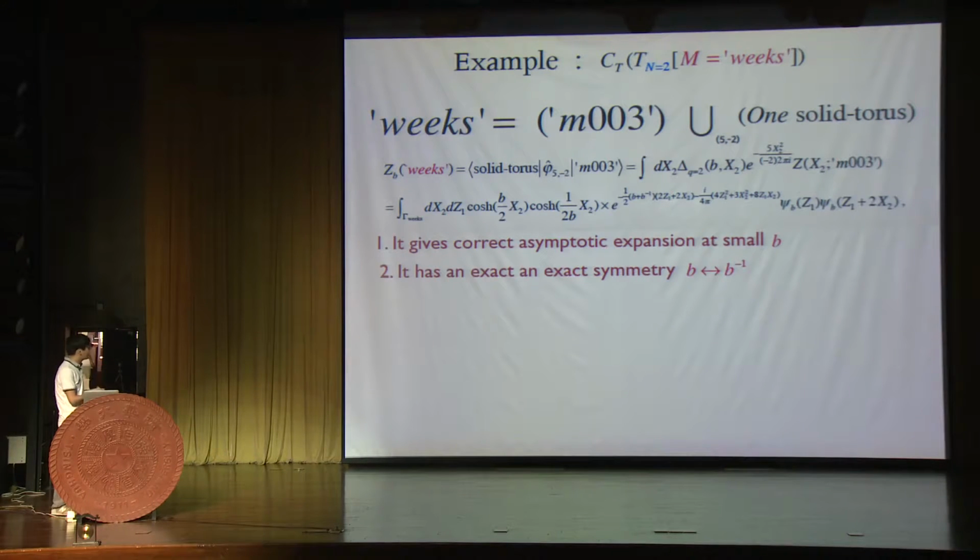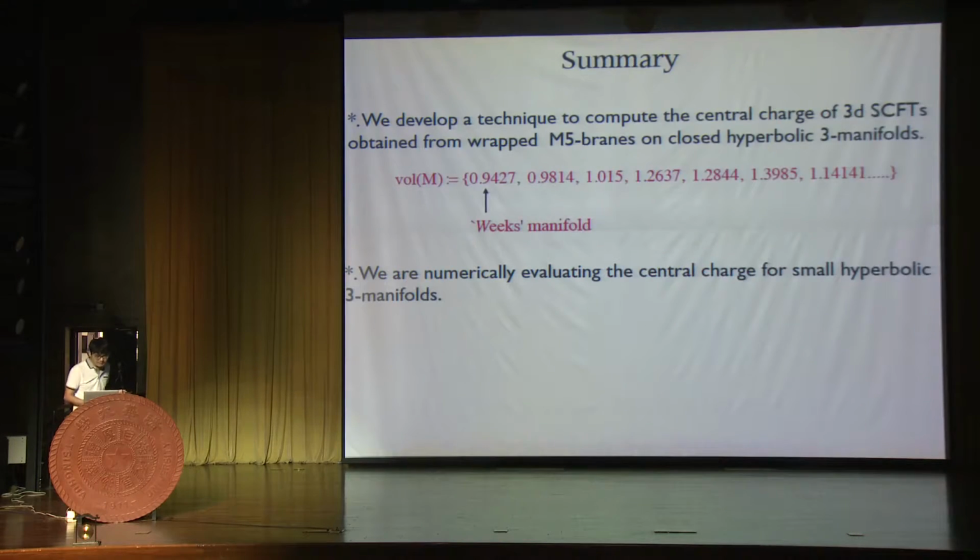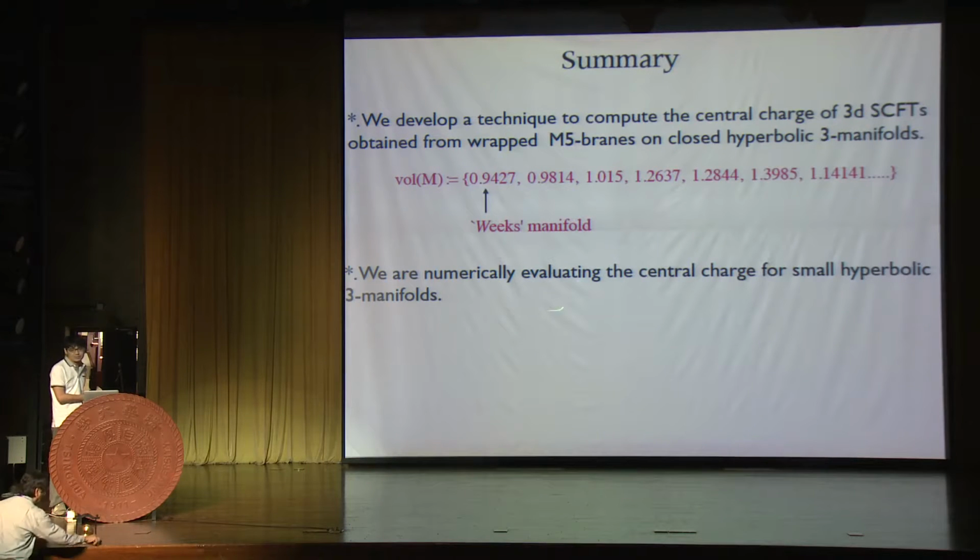So we can write down the partition function for the Weeks manifold in this way, and we checked that it gives the asymptotic expansion in b, and this has an exact symmetry. So we expect that if we do the integration of this formal integral along some convergent cycle we can choose, then we can get the exact value. So this is a summary, and we are planning to compute this, but unfortunately we couldn't finish this numerical evaluation, so we cannot give the precise number, but I hope that we can report this numerical value soon.